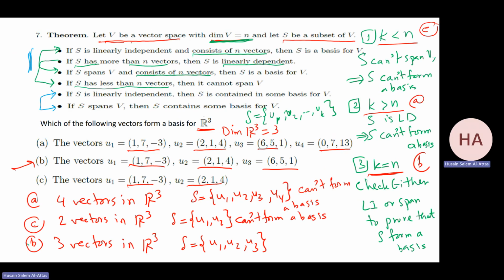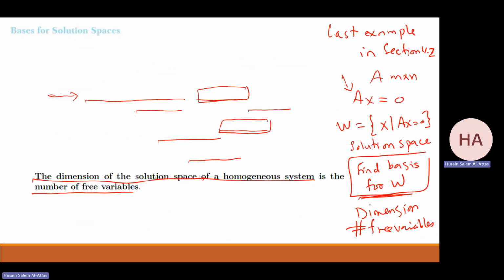If I have a vector space and the dimension of the vector space is equal to n, and S is a subset of that vector space, I look at the number of elements in that subset. If it is less than n, then that set cannot span V, so S cannot form a basis. If the number is greater than n, then that set is linearly dependent, so S cannot form a basis. If k is equal to n, we need to check. Usually we check the linear independence to prove that they form a basis. It depends on the determinant.